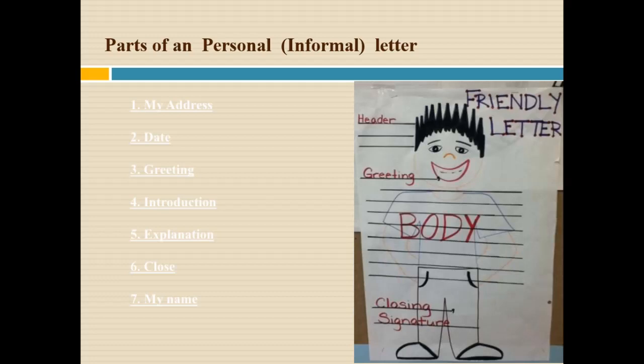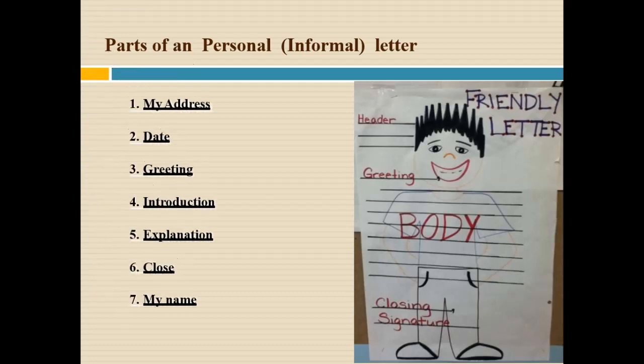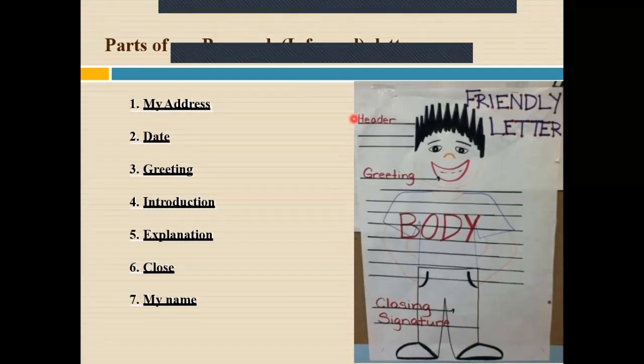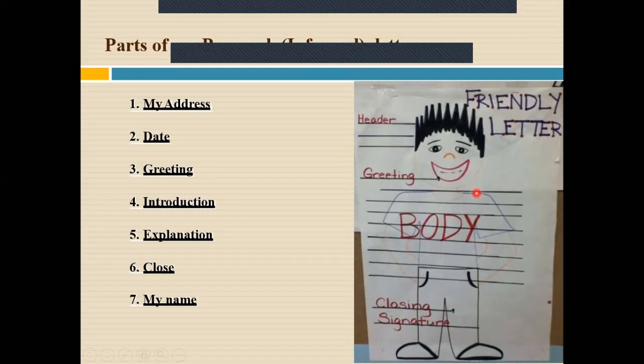Here is a picture which is very descriptive and elaborative. It is given the title of friendly letter, then the head is marked with header, the face is marked with greetings, and the body is marked with body, then closing, and then signature. So here are also some points which you can easily remember: in the header you will write your address, then date. In the header you will write your address and date.